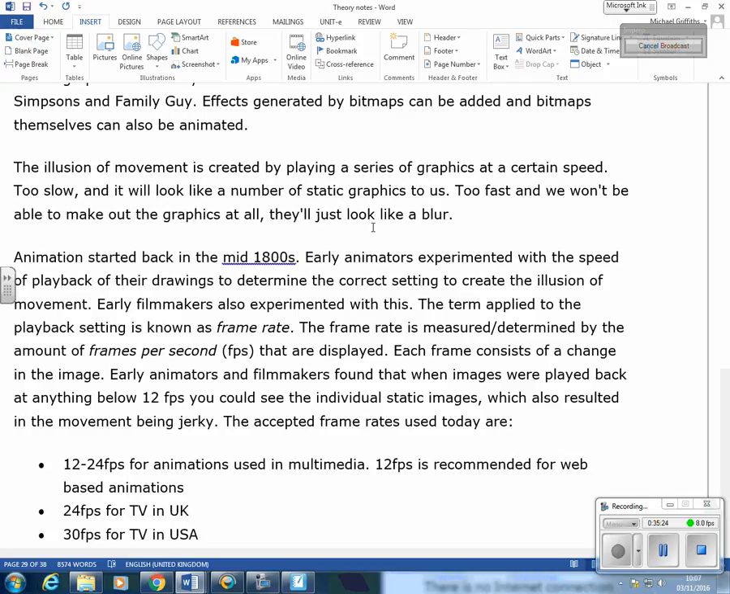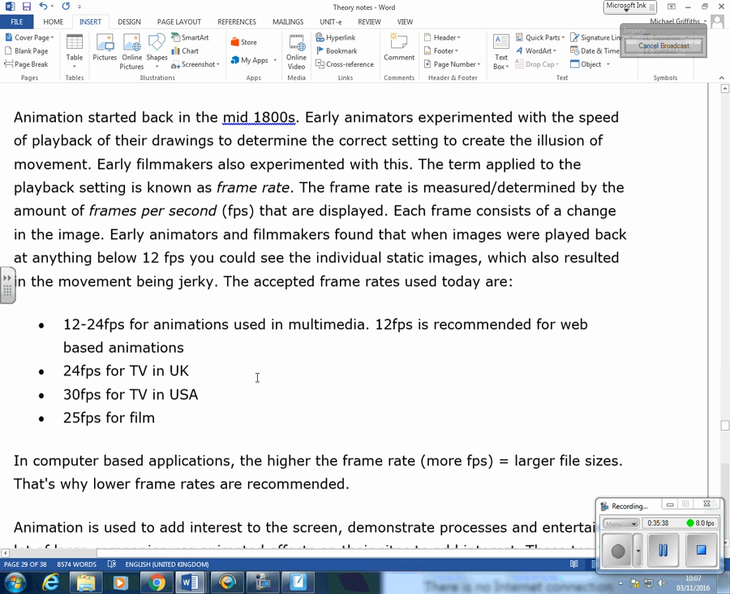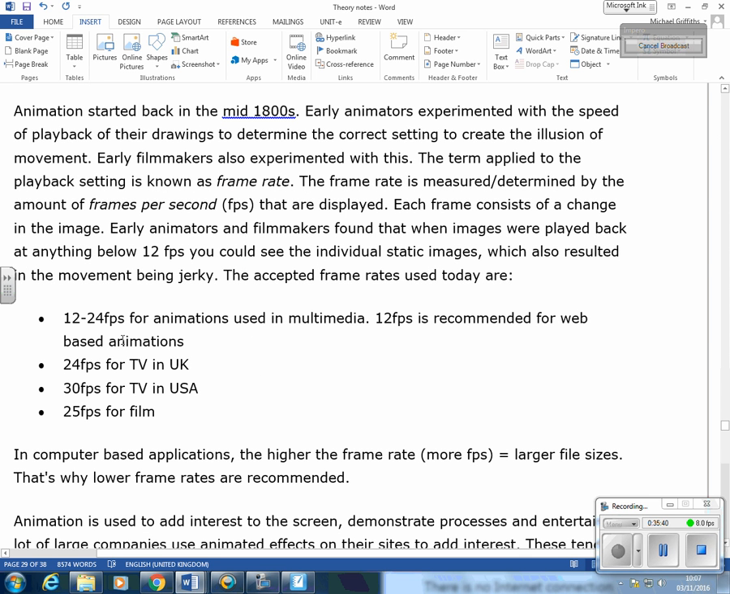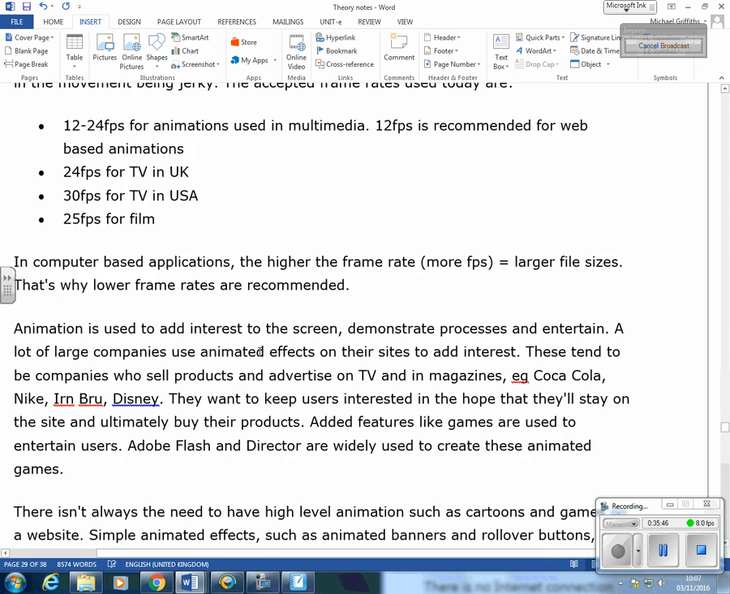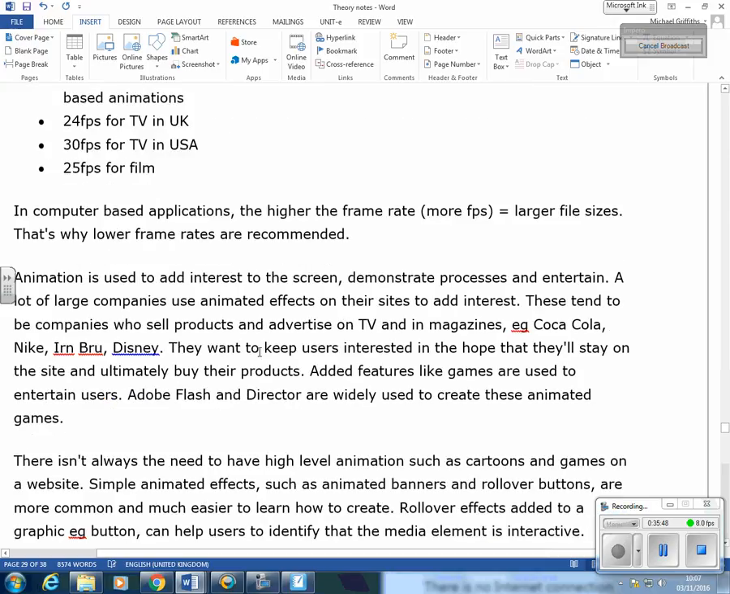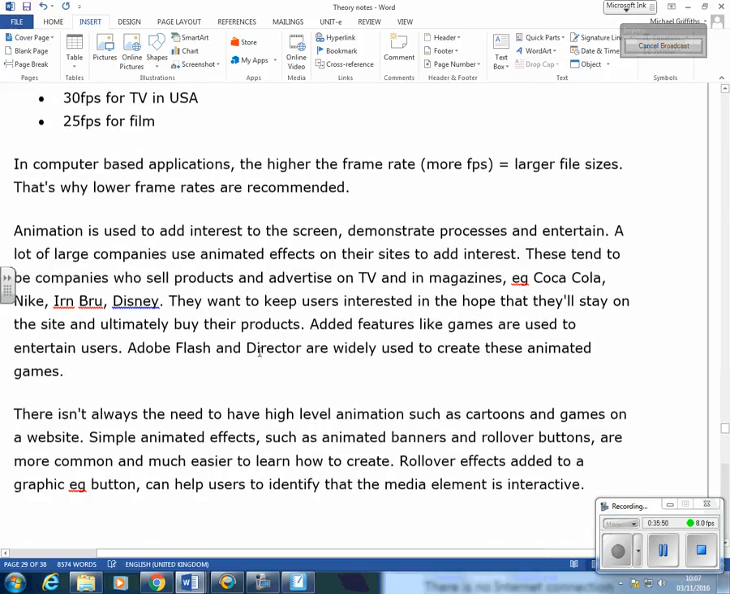But the issue there is it's the illusion of movement, and that's all videos are, by the way. An illusion of movement. It's tricking your eye into thinking it's really happening in front of you. That's what video is. For animations online, 12 or 24 frames per second tend to be used. Again, some of this is nudged towards Flash.